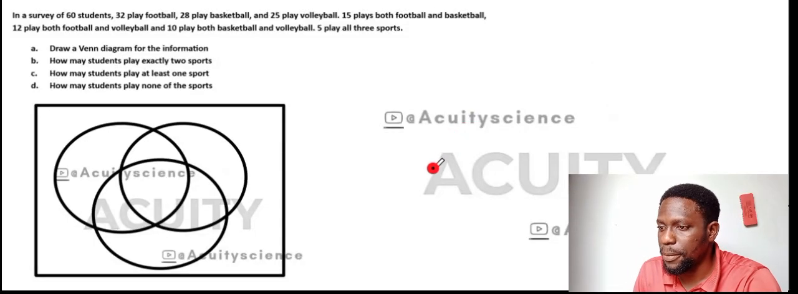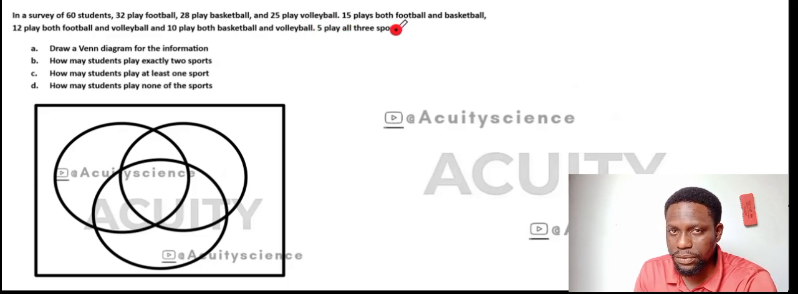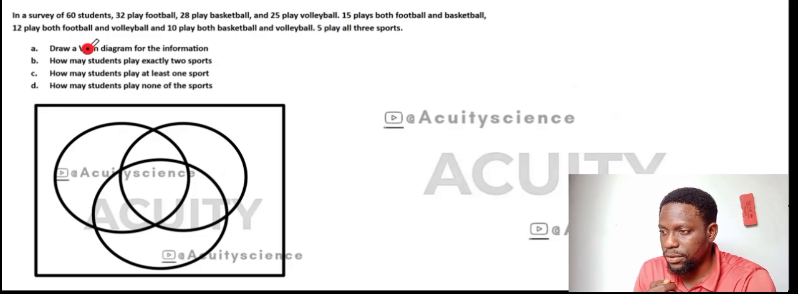Let's look at this question together. In a survey of 60 students, 32 play football, 28 play basketball, 25 play volleyball, 15 play both football and basketball, 12 play football and volleyball, 10 play basketball and volleyball, 5 play all three sports. The first question says, draw a Venn diagram for the information.